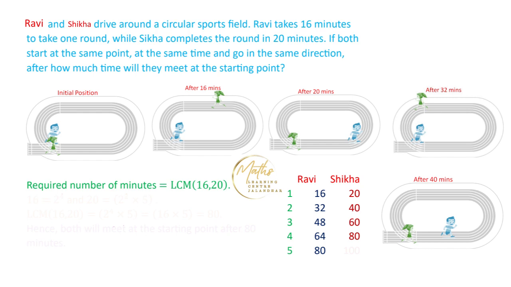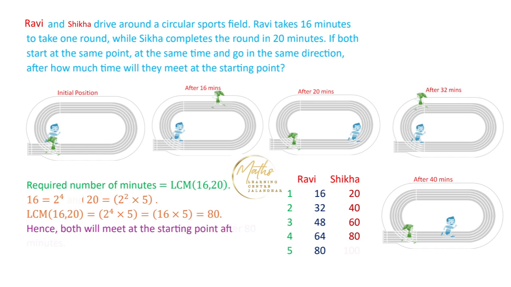The prime factorization of 16 is 2 raised to the power 4. For 20, it is 2 raised to the power 2 into 5. So the LCM of both these numbers comes out to be 80. So what we obtain is that both will meet at the starting point after 80 minutes.